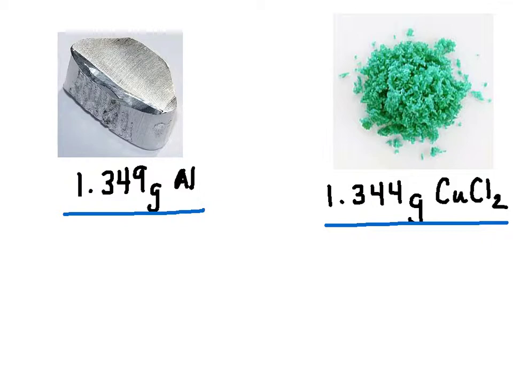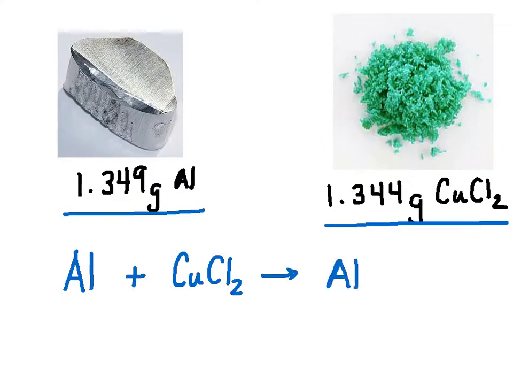So before we get going too far, we have to have a balanced chemical equation, and that would be aluminum plus copper 2 chloride, and we're going to make aluminum chloride and elemental copper. I hope you recognize that that's a single replacement reaction. If we were doing this on our own, you'd want to check to make sure that aluminum is more reactive than copper, and it is. But we also need to make sure that we balance this.